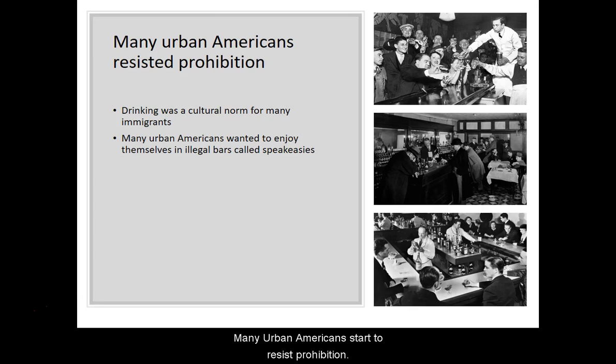Many urban Americans start to resist prohibition. It's really the rural country folk that want this law passed and want it enforced. But most of the people that are living in the cities are immigrants. And for many immigrant populations, drinking is a cultural norm. It's part of their culture. And many urban Americans want to enjoy themselves. So they start going to these illegal top secret bars called speakeasies.